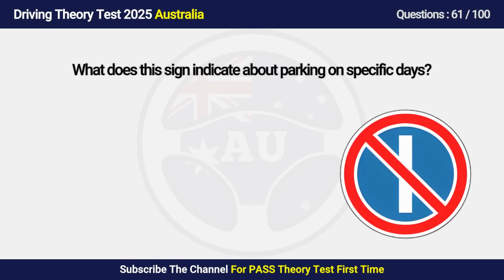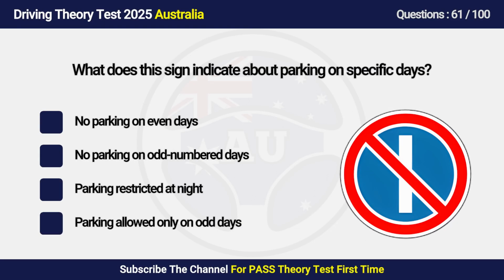Question 61. What does this sign indicate about parking on specific days? A. No parking on even days. B. No parking on days. C. Parking restricted at night. D. Parking allowed only on odd days.